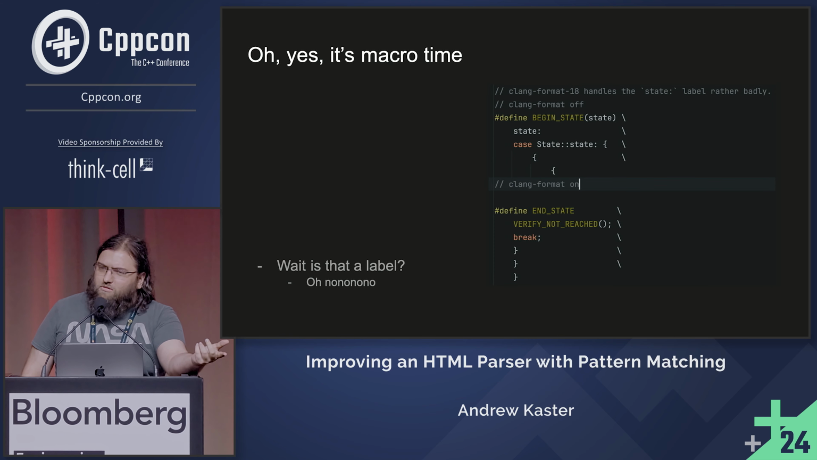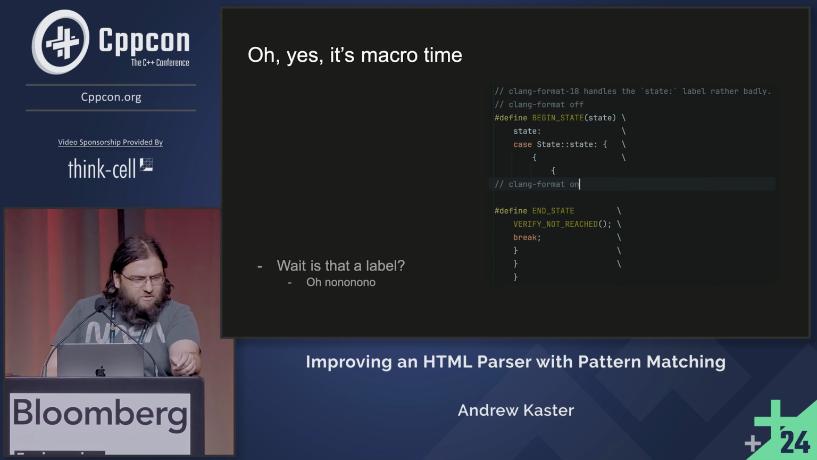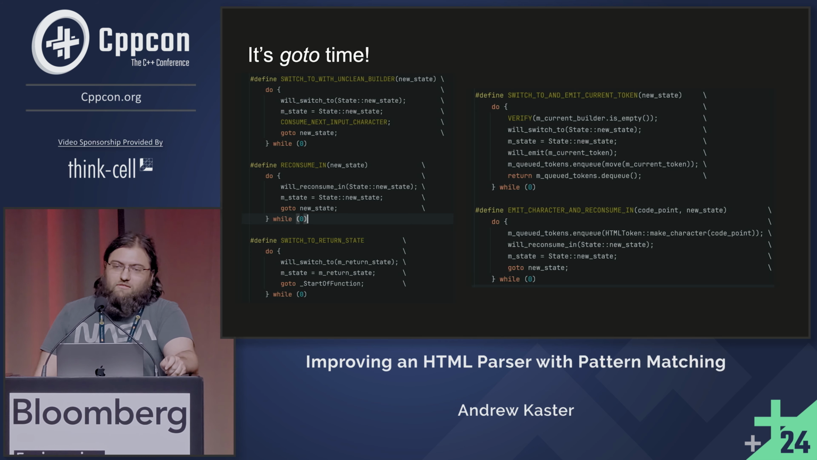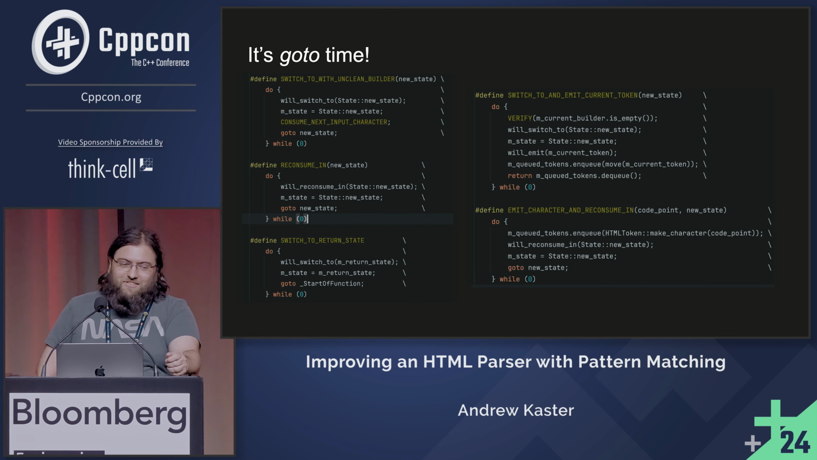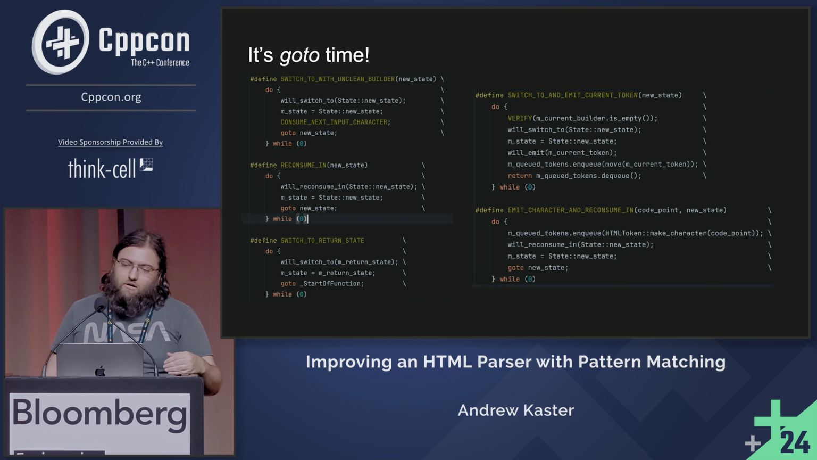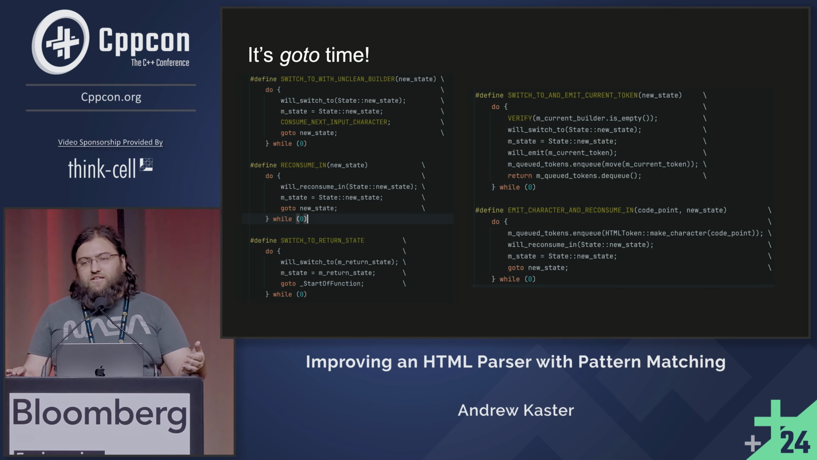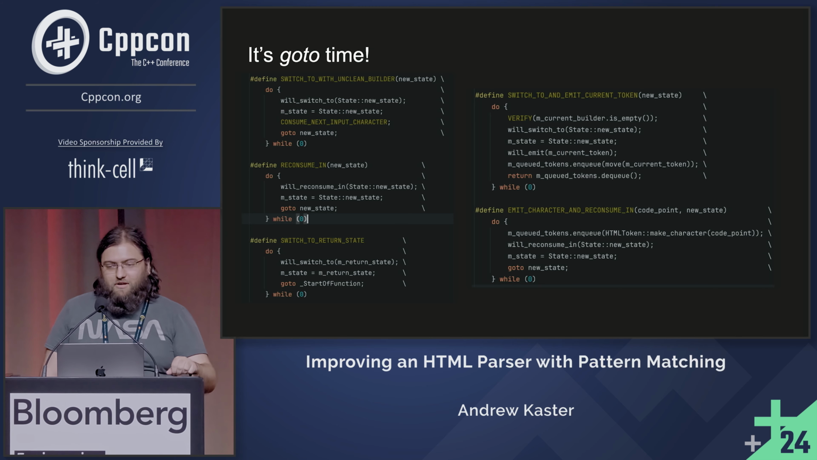Why is there a label above my case for my giant switch statement? How did we implement this exactly? Oh yeah. When we go to another state, we go to another state. So this is how we implemented all those nice, pretty statements in the spec that said you should reconsume this input character in that state. So we just go to that state. Or if we're supposed to reconsume in the return state, we go back to the top of the function and check our queue of tokens and maybe return one of those. And then we check the state, which was the return state.